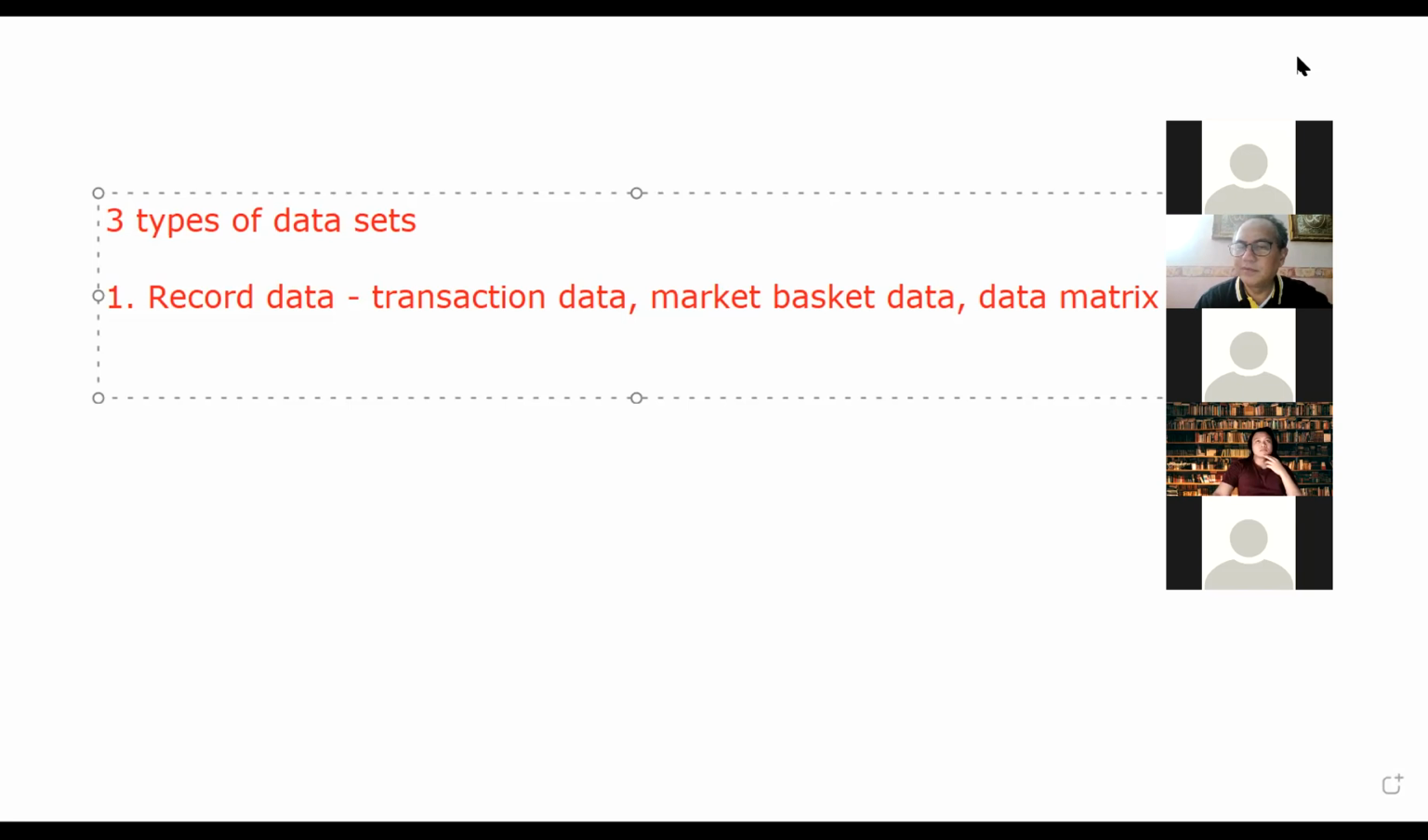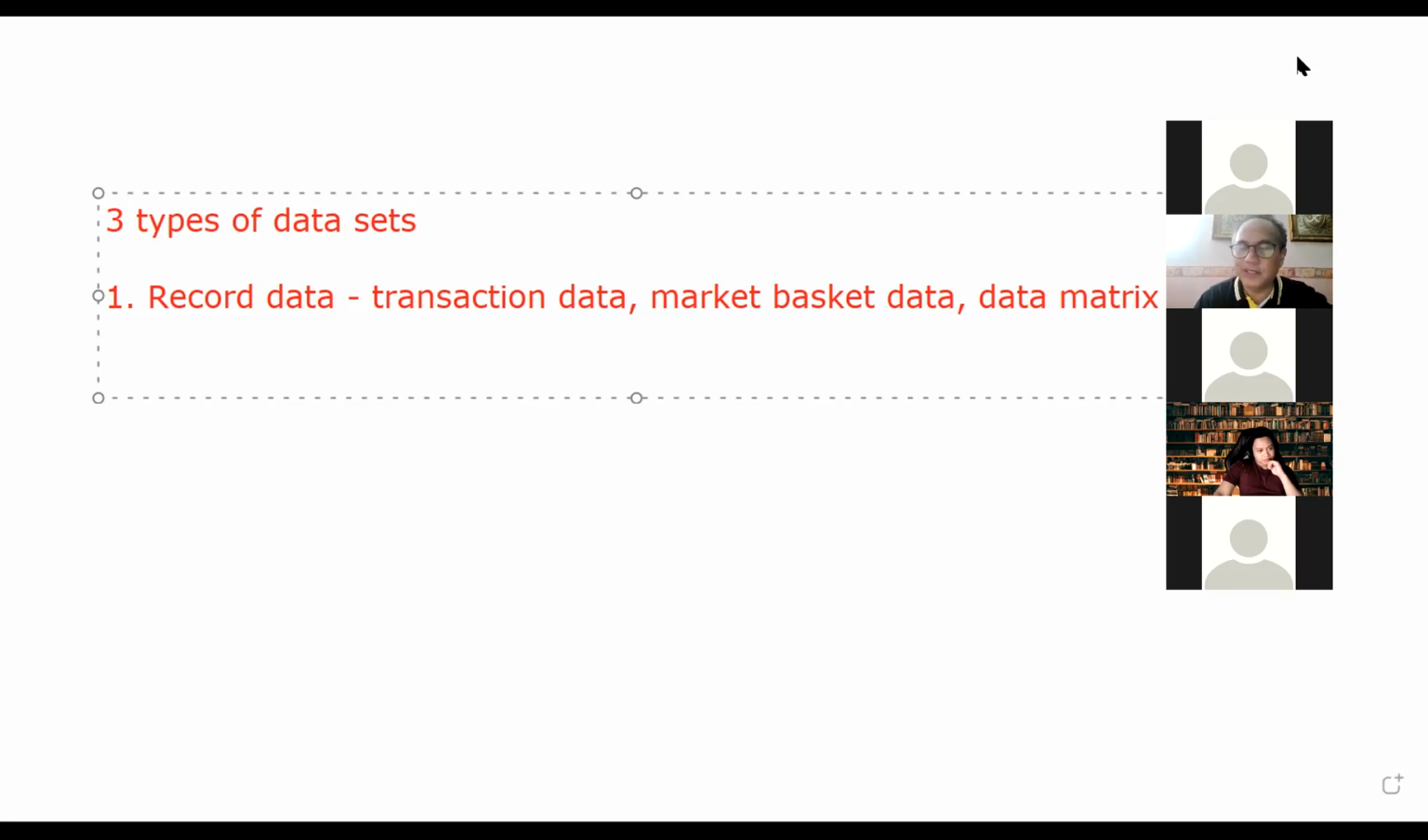Like bread and eggs? Okay. You can see most of the time when people buy bread, they buy eggs or they buy butter. Or milk and cereal? Milk and cereal, yeah. So those are market basket data, meaning that people buy the one thing, they are going to always buy the other thing.